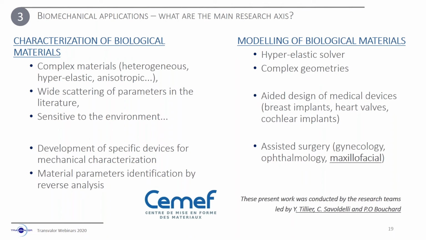This team is working on two main areas of research. The first is to characterize the biological materials. All the materials used in the field of biomedical applications can be very different from the standard metals or plastics that we usually use in forming processes. These materials can have complex behavior. They can be sensitive to the external environment, so sensitivity to light, sensitivity to humidity or whatever. So at the CMF, the team is developing special devices in order to identify and characterize the mechanical properties, and eventually use inverse analysis in order to identify these material parameters.